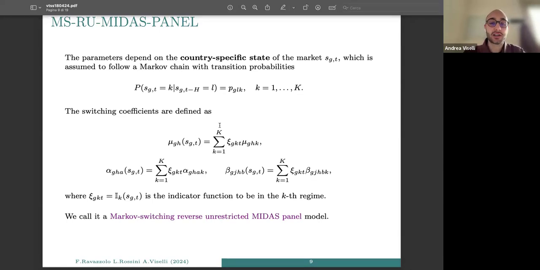So the switching coefficients are defined through indicator variables, these variables psi, which are equal to indicator variables for being in the kth regime. So, for example, the intercept of the model, mu_gh, is the sum over k, from 1 to K, which is the number of states, of psi times mu. So when this is 1, then we have a regime-specific, hourly and country-specific intercept. And it's the same for the autoregressive coefficients and the coefficients on the explanatory variables.